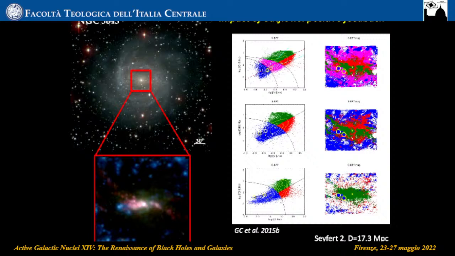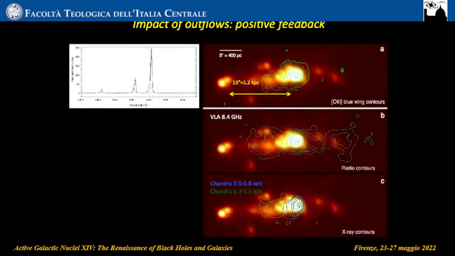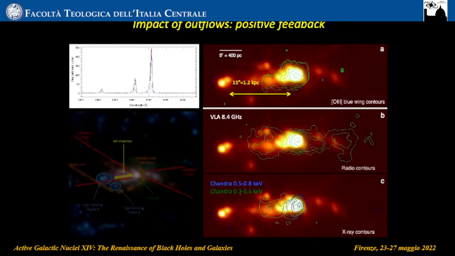Then we also study the impact of these outflows on the host galaxies. This is an old example from more than five years ago, in one of the galaxies, NGC 5643, where we detect these blue star-forming clumps with very young ages in the central part of the galaxy dominated by the AGN cone. And we found that these clumps are in the direction of the outflow at the center of the galaxy. The outflow is also traced by a radio and an X-ray jet.